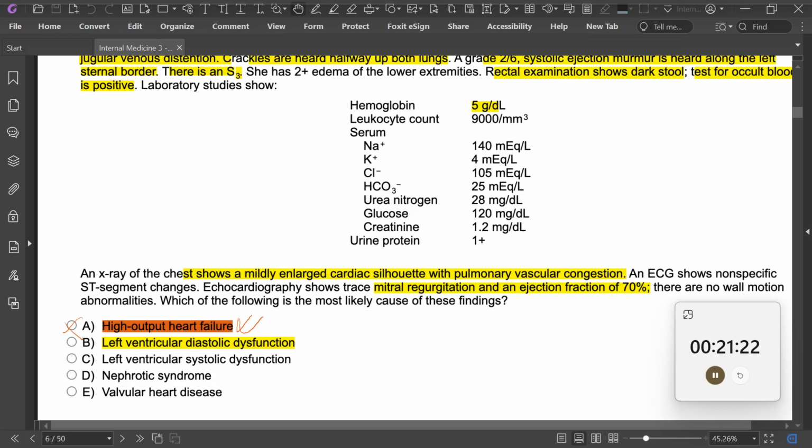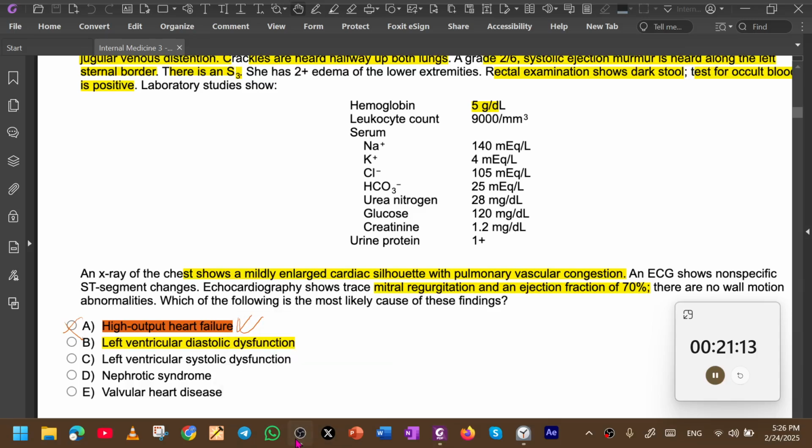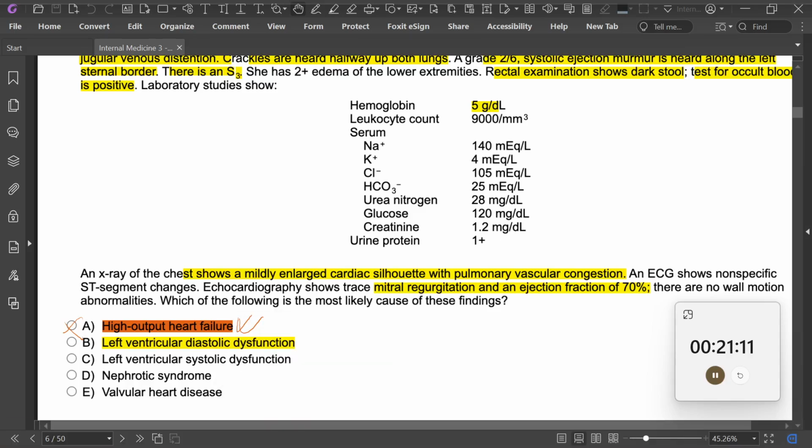If oxygen content falls, cardiac output must rise equivalently to maintain oxygen delivery. That's it.